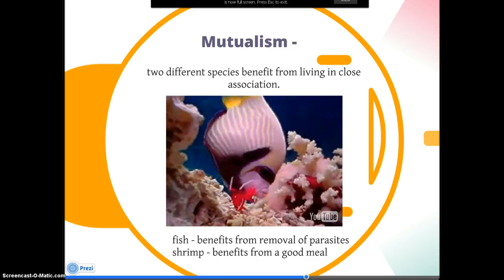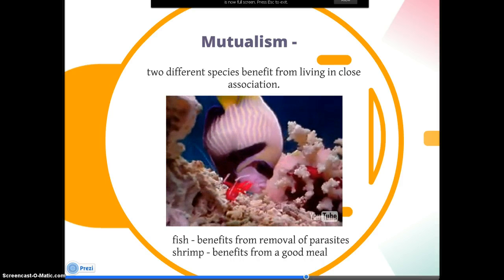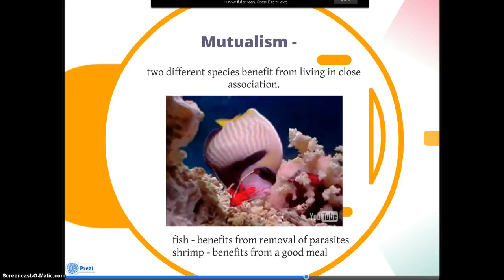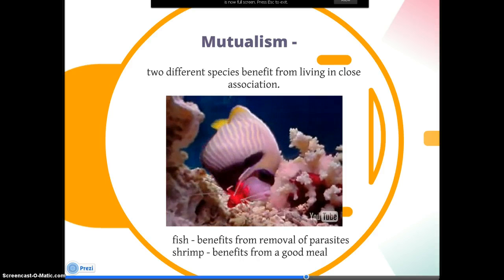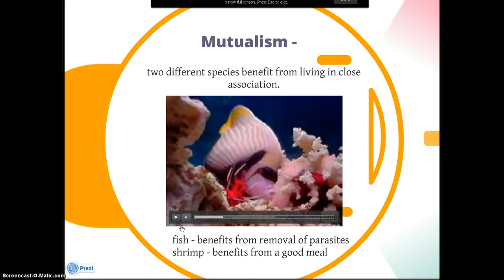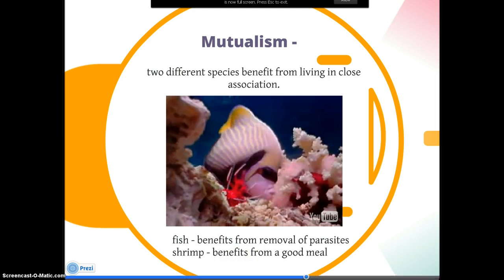In this case, the fish tolerates the shrimp because it's helping the fish out by cleaning potentially harmful parasites from the fish's body. The fish benefits by getting a good cleaning, and the shrimp benefits by getting a snack. Since both species benefit from this mutual agreement, the relationship is called mutualism. Can you think of any other mutualistic relationships in nature?